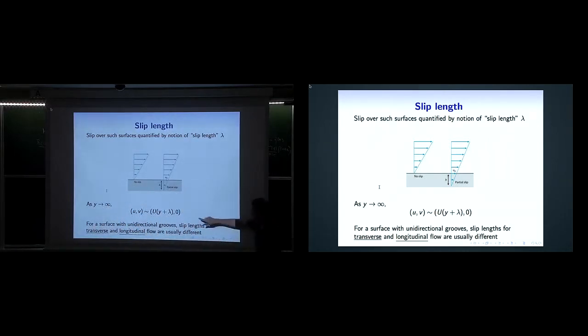And what people are trying to do is to maximize this thing. Sorry, B should be lambda. They want to maximize this, so this is big. Because if you move that down and that one's on there, it means it's slipping more.